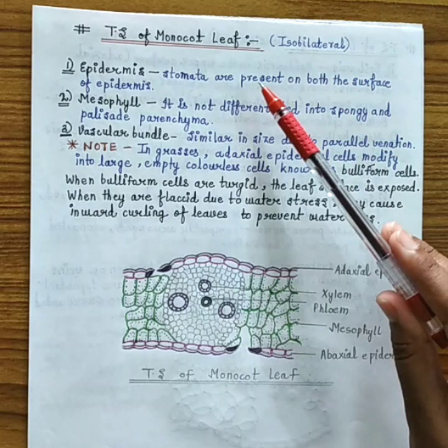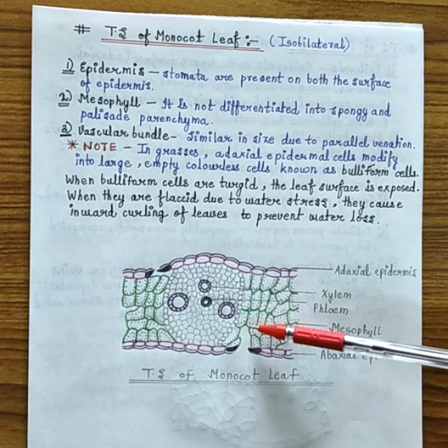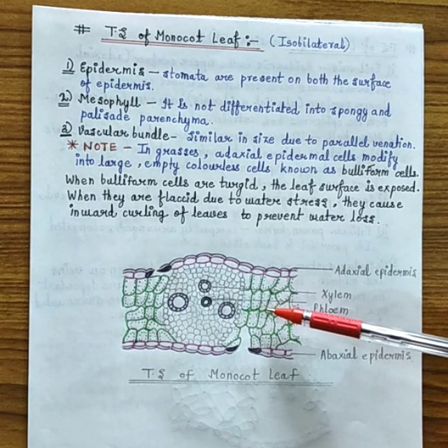So epidermis, stomata: in the monocot leaf, stomata are present on both the surfaces. Dono hi surfaces, epidermis ki dono surfaces pe stomata present hota hai. Mesophyll yahan pe monocot leaf mein differentiated nahi hota into palisade and spongy parenchyma, as it was in the dicot leaf.